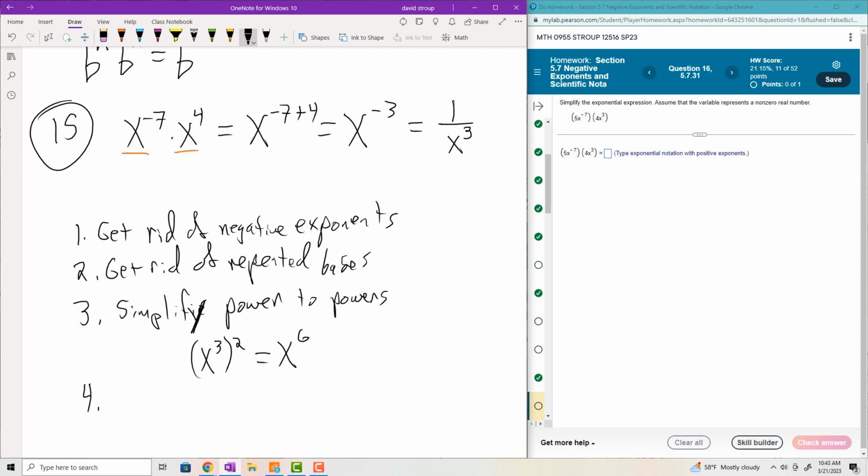Fourthly, you want to get rid of all the parentheses. Okay. So if you're following that fourth rule, you kind of already take care of the third rule. Get rid of parentheses.